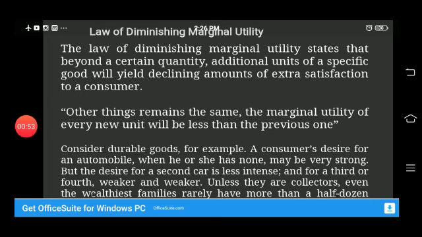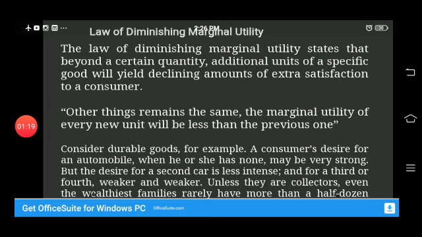Consider durable goods. For example, a consumer's desire for an automobile when he or she has none may be very strong, but the desire for the second car is less intense, and the third or the fourth weaker and weaker. Unless they are collectors, even the wealthiest families rarely have more than half a dozen cars in their porch.